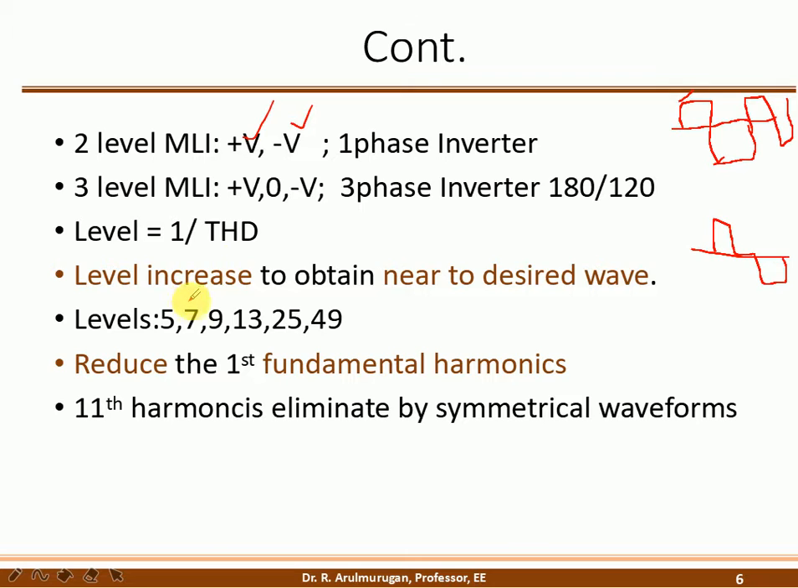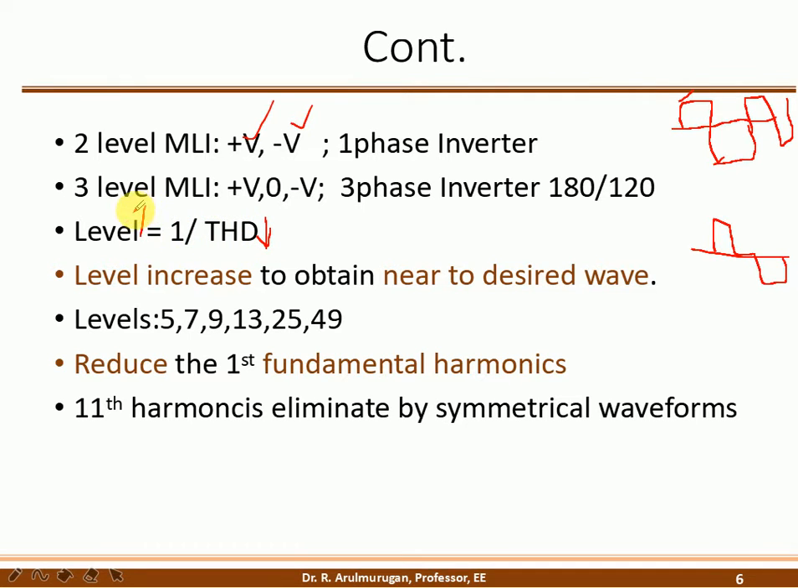So for example, 5 level inverter, 7 level inverter, 9 level inverter, 13, 15, 25, 49. When you increase that, your harmonics level decreases. So level is inversely proportional to harmonics. It is going to decrease if you have increased the level.